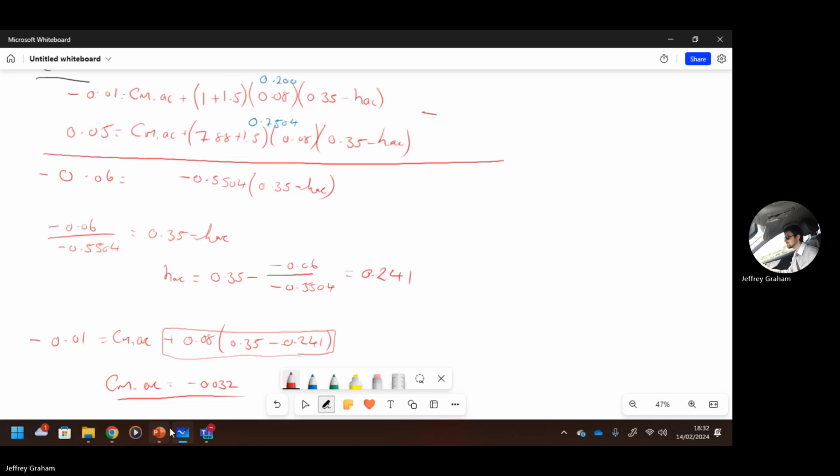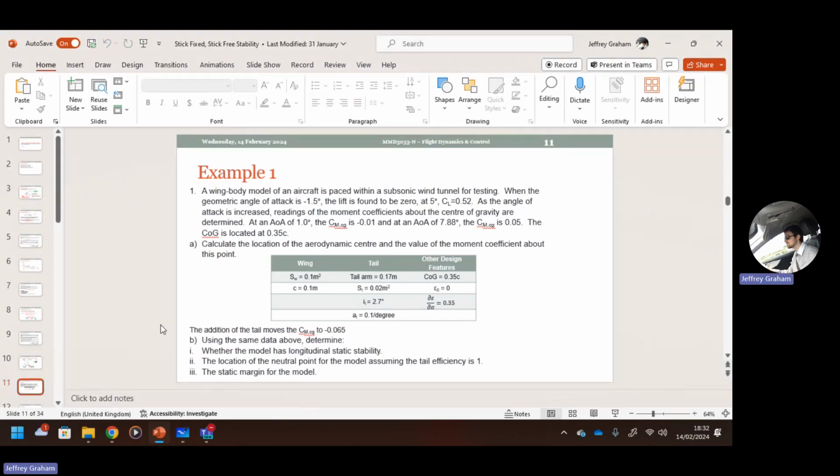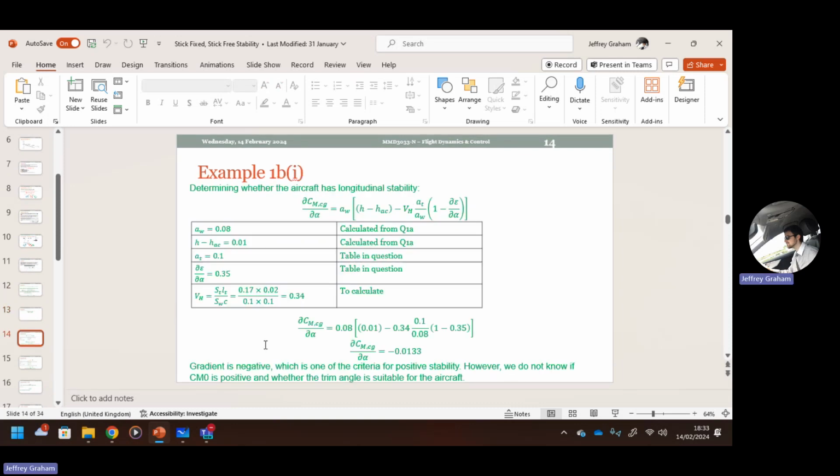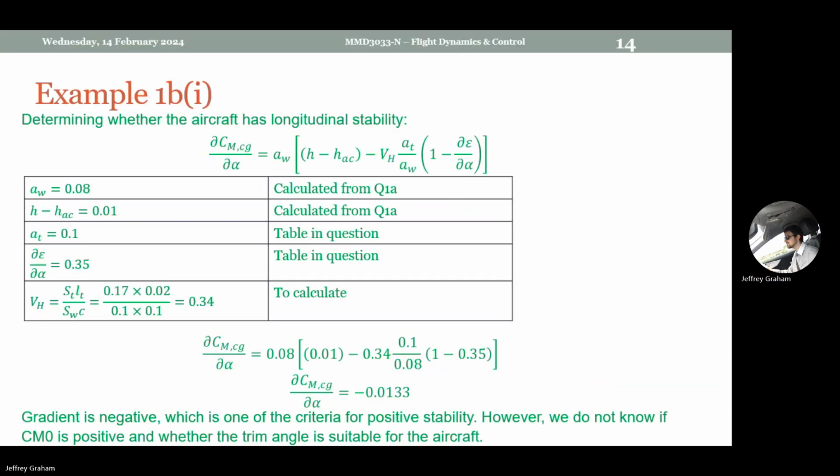Right. Jump back into this. So the rest of it just comes from the respective formulas here. So it then says, with the addition of a tail, we get a new CMCG value to consider, but it's now just, is it stable? Right, here we go. Stability is analyzing the key concepts from the trim graph that we discussed. So firstly, with its gradient, you find everything's been calculated there. The only thing you need to work out is its tail volume.